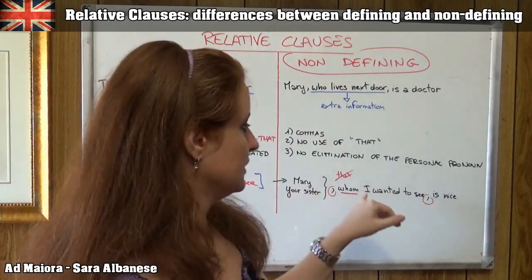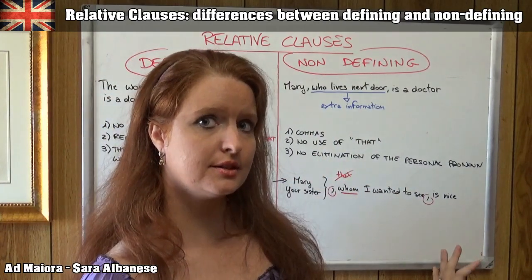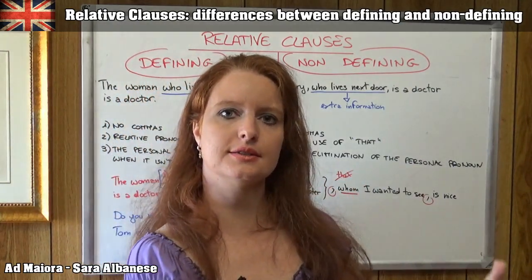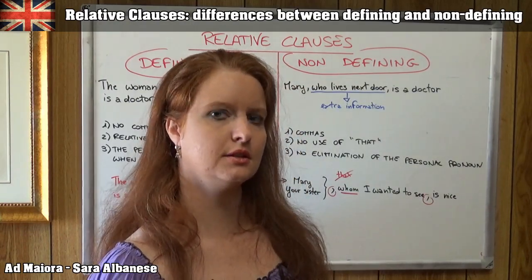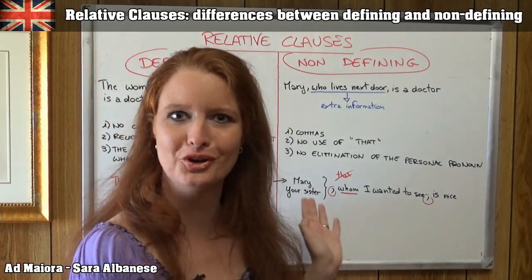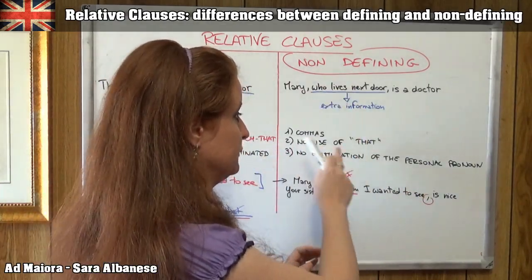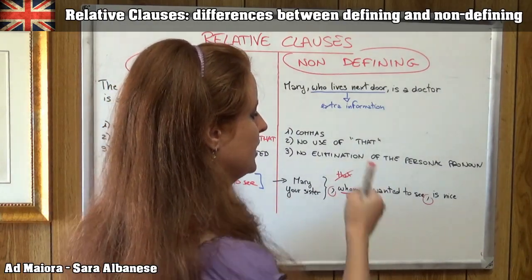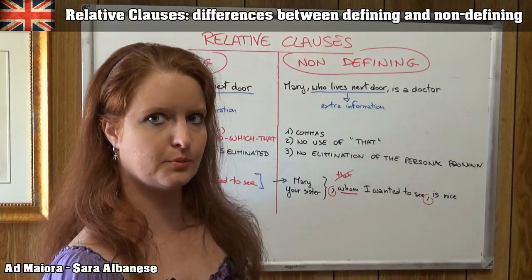So, in this case it's a non-defining, I put commas, I can't use that. I could never say, Mary, that I wanted to see is nice. It should be a huge mistake, so I can't use that in this case. Obviously, I can't use which because she is a person, okay, she's a woman, a girl, anyway, but this is obvious. But I can't use even that because it's a non-defining, it's my rule number 2. And important thing, I can't eliminate it even if it isn't the subject.